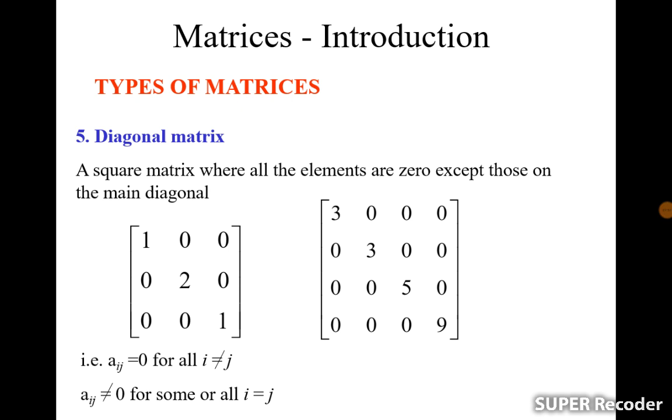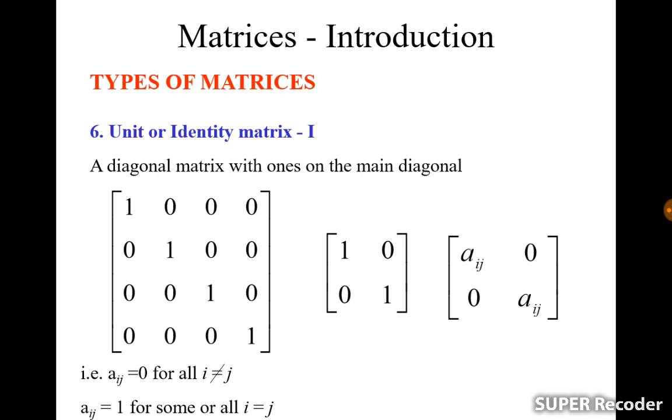Diagonal matrix: a square matrix where all elements are 0 except those on the main diagonal. Example: Aij equals 0 for all i not equal to j, and Aij not equal to 0 for some or all i equal to j.